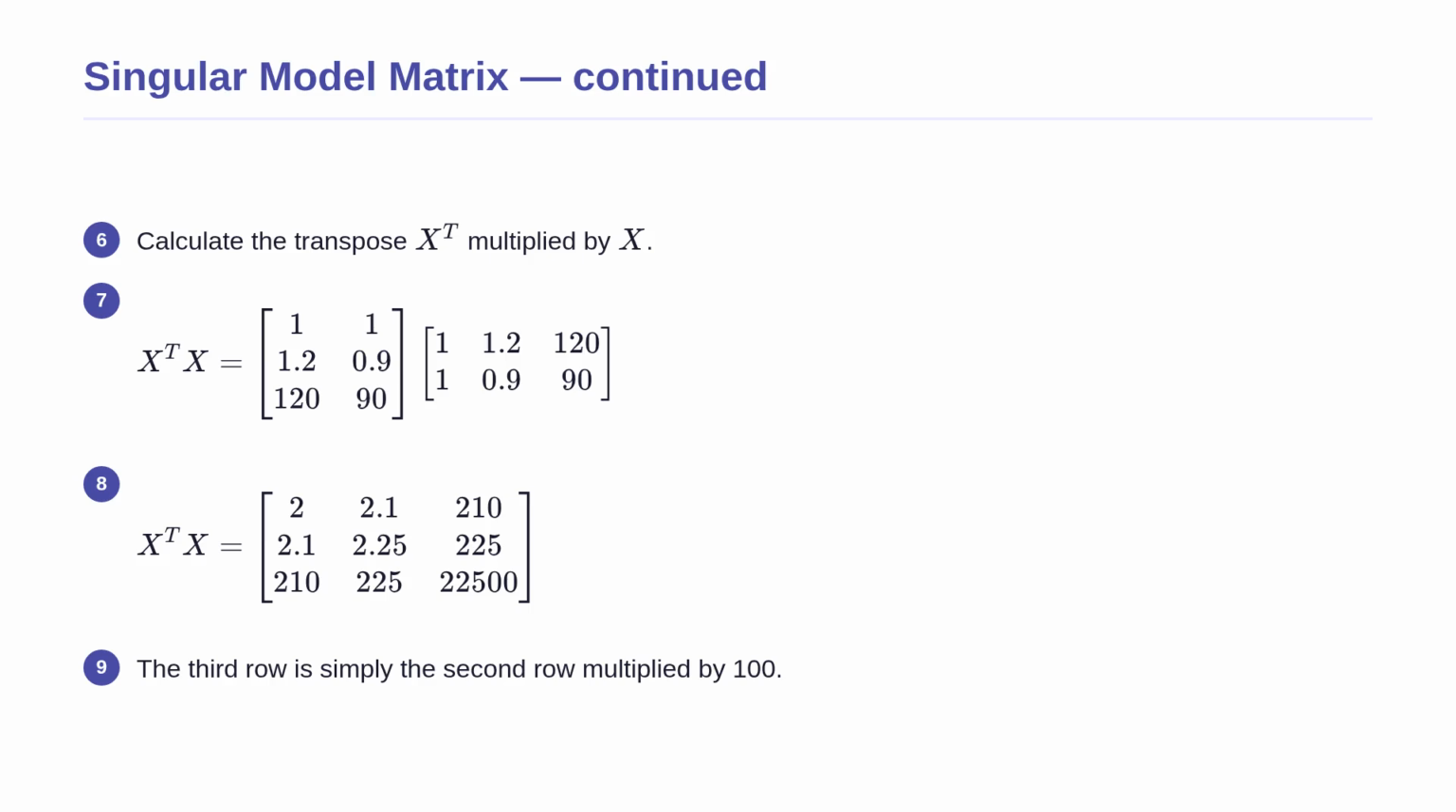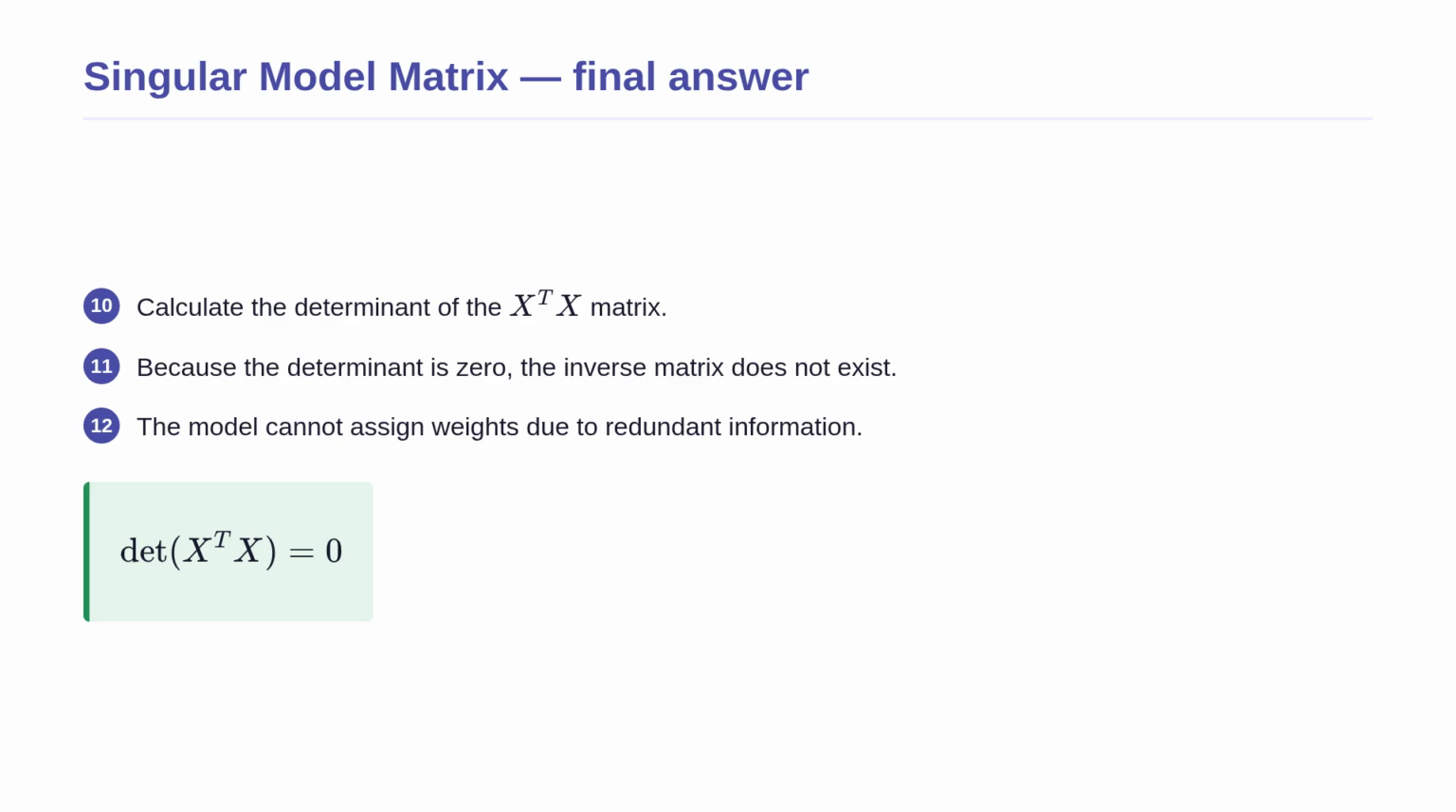To find the coefficients, we would normally need to invert this matrix. The first step of finding an inverse is calculating the determinant. Look closely at the numbers in our summary matrix. Because the third column in our original data was perfectly predictable from the second column, the third row of this new matrix is simply the second row multiplied by 100. If you calculate the determinant of this specific matrix, you will find that it is exactly 0.